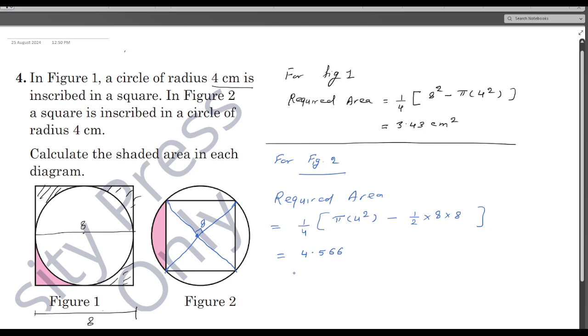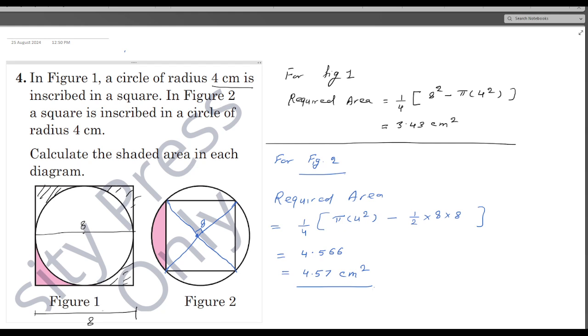4.566, that is 4.57 centimeter square will be your required area. So in both the figures, you have radius 4. Okay, but in one case you are getting shaded area as 3.43, in the other the area of shaded region is 4.57. Okay, now let us move to next problem.